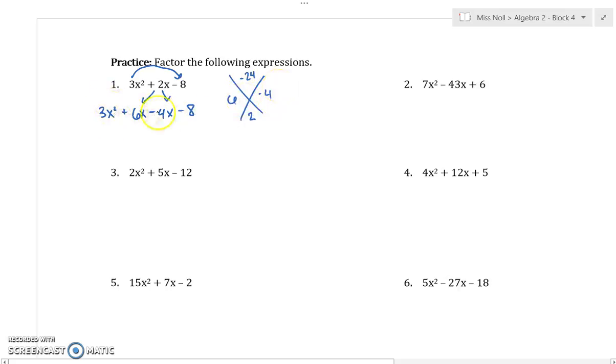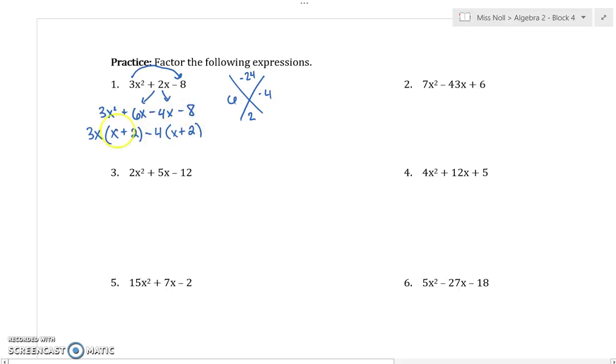Now that I have this, I'm going to factor by grouping. I look at the first two terms, 3x squared plus 6x, and factor out the greatest common factor, which is 3x. When I do that, I'm left with x plus 2. Now here I have negative 4x minus 8. If I have a negative here, I'm always going to factor out a negative, so the GCF would be negative 4. I'd be left with x, and then if I take negative 8 divided by negative 4, I'm left with a positive 2.